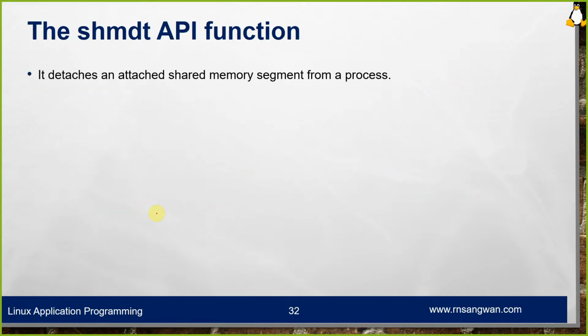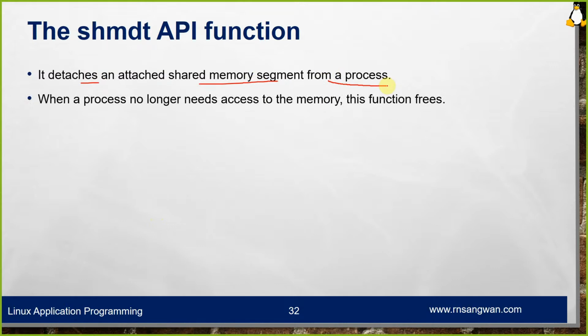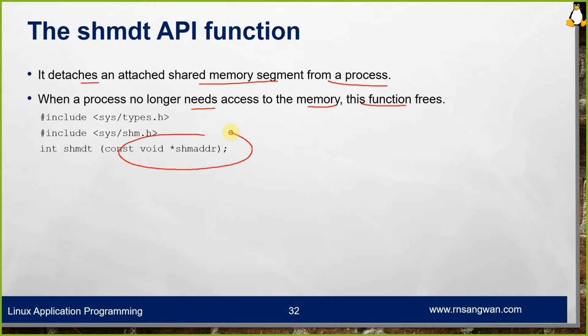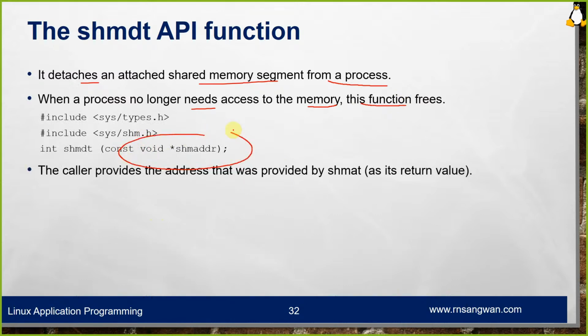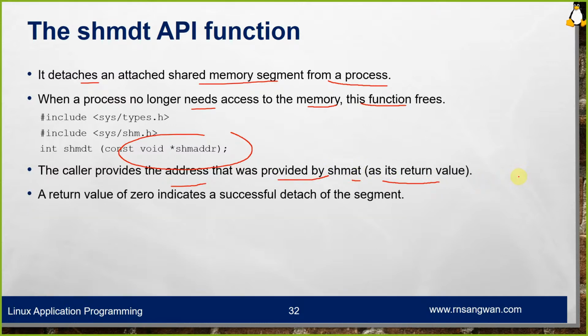So the shmdt API function detaches an attached shared memory segment from a process. When a process no longer needs access to the memory, this function frees that. And this is a call. We just pass the pointer. The caller provides the address that was provided by shmat as its return value. A return value of 0 indicates a successful detach of the segment.